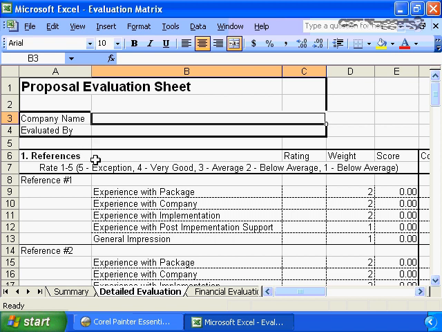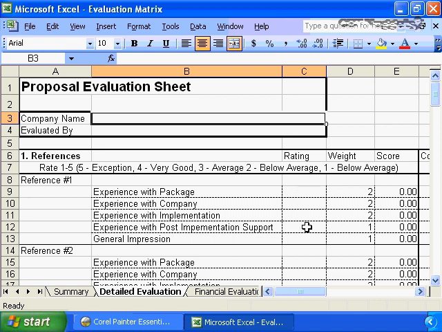So one of the criteria we had was references, and we're going to rank each reference on a scale of 1 to 5, where 5 is exceptional through to 1 below average. And then we're going to rank each one based on experience with package, experience with company, experience with the implementation, post-implementation support, and general impression.